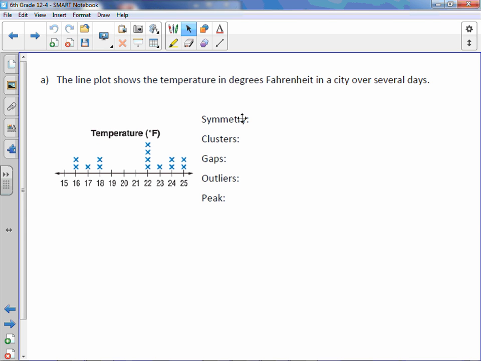Describe the shape of each distribution. The line plot above shows temperature in degrees Fahrenheit in a city over several days. So if I were to draw a vertical line anywhere on this graph, it would not be the same between the left and the right. So I would say that this is not symmetric. So let's write that in. This would be not symmetric.